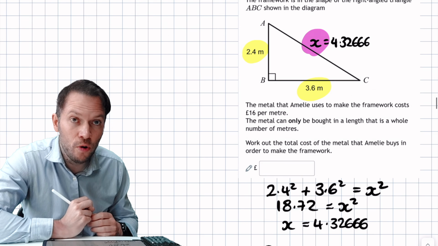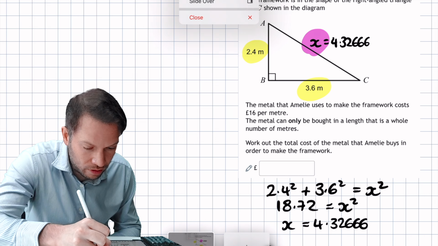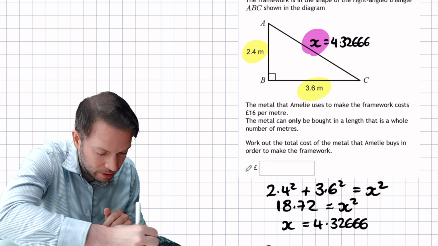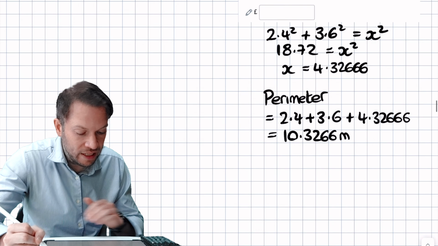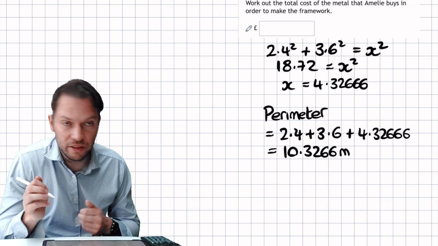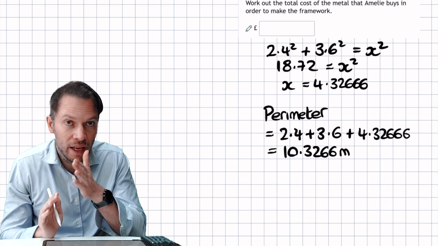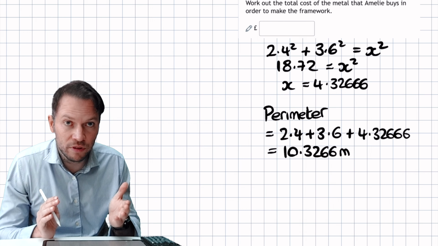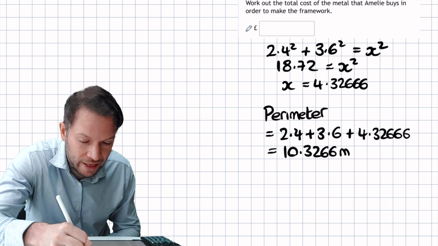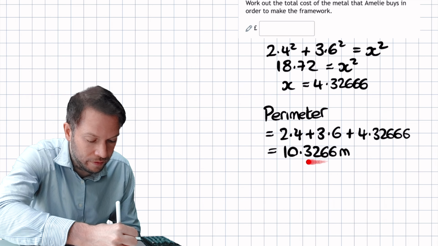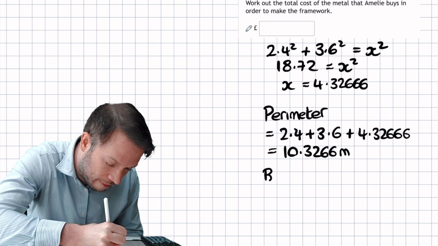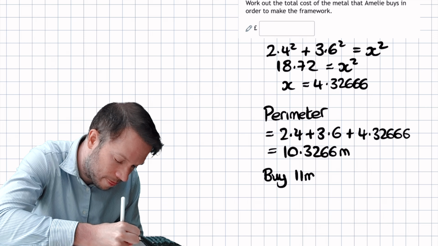Now it says we can only buy metal in a whole number of metres, right? So we need 10.32 metres, but we can't buy exactly 10.3266 metres. So we'd have to buy 11 metres. We have to round up, and we're going to have a tiny bit of wastage, but 10 metres wouldn't be enough, because we're not going to then get to the last 0.3266 metres. So we buy 11 metres of metal.